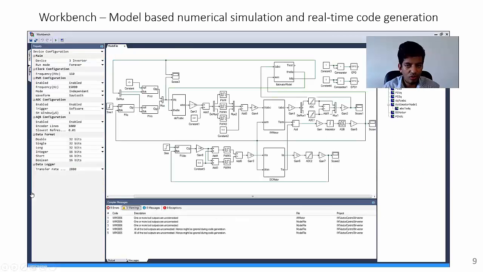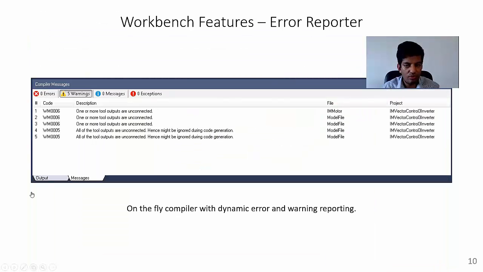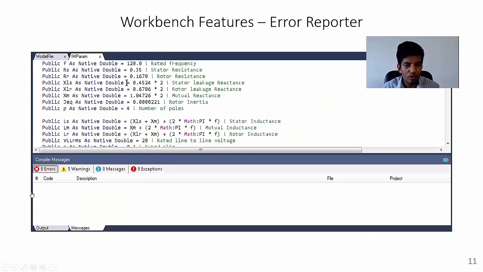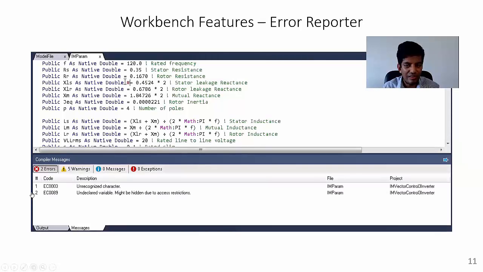To overcome these shortcomings, we developed our own numerical simulation and real-time code generation platform, Sciamble Workbench, that is shown here. We'll go over the different aspects of Sciamble Workbench that differentiate it from other platforms in the next couple of slides. One of the interesting features of Workbench is the dynamic error and warning reporter that is supported by the incremental compiler that runs in the background of all Workbench applications.